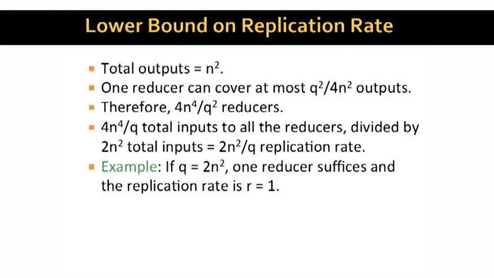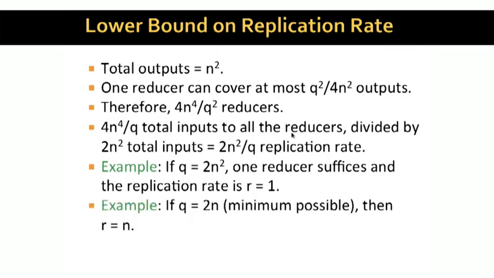In the extreme case where Q equals 2n squared, one reducer can take the entire two input matrices and compute the product in the usual serial way. No replication of inputs is necessary, and R equals 1. At the other extreme, we can use a separate reducer for each output. This reducer needs one row and one column.